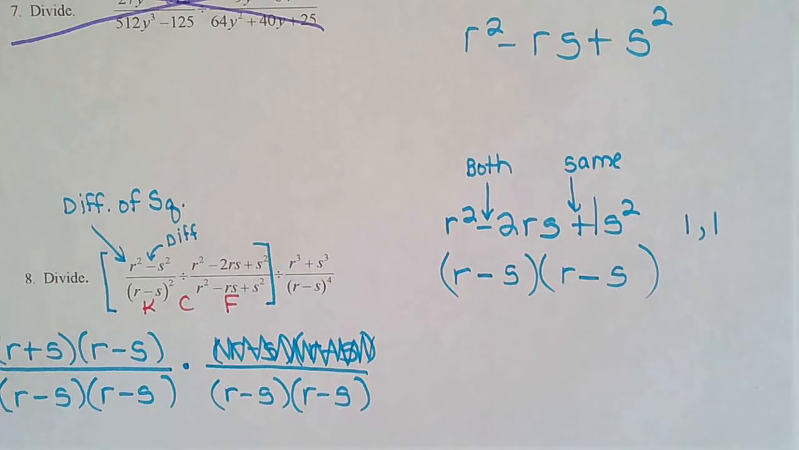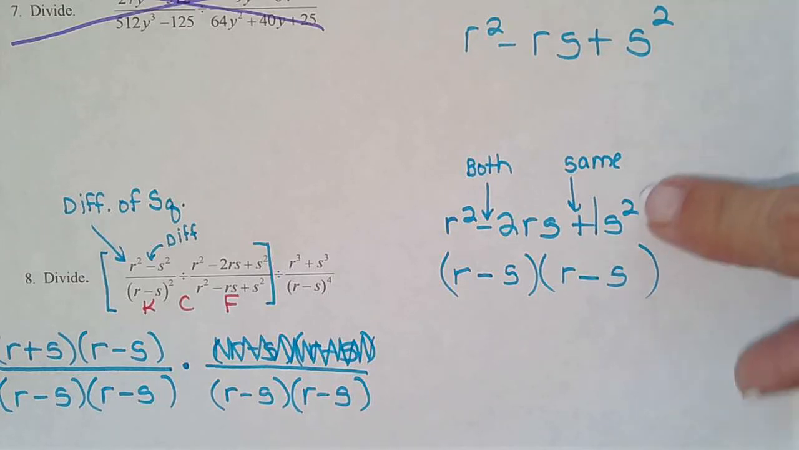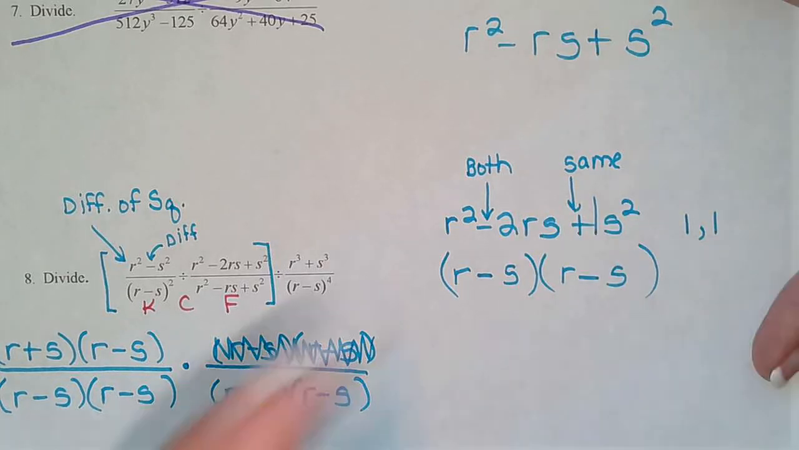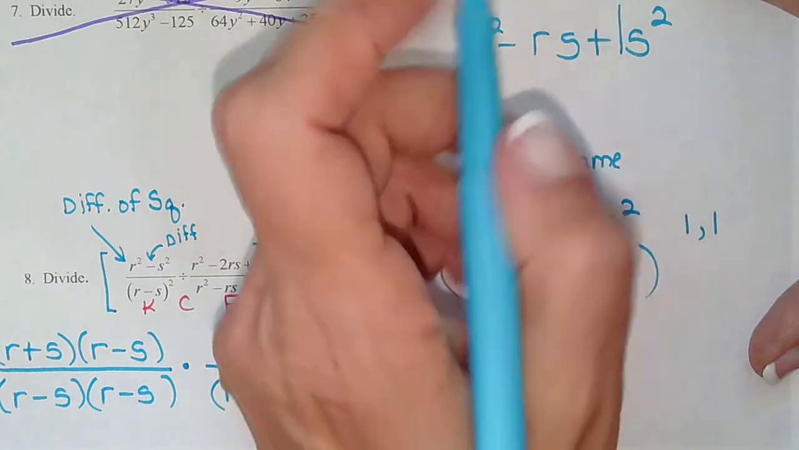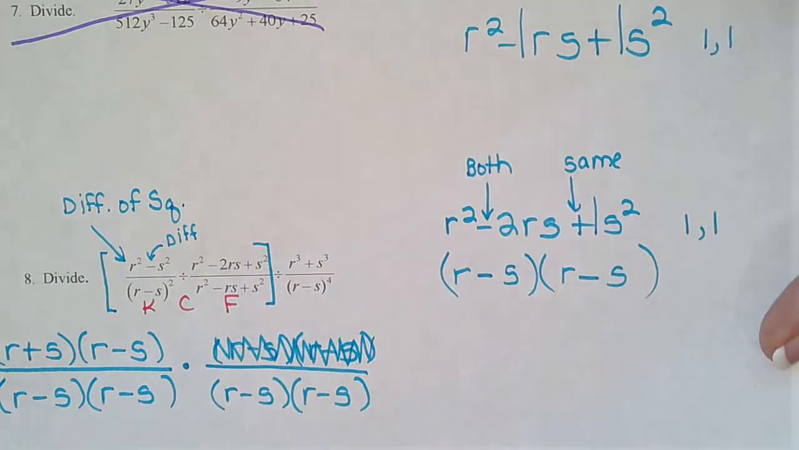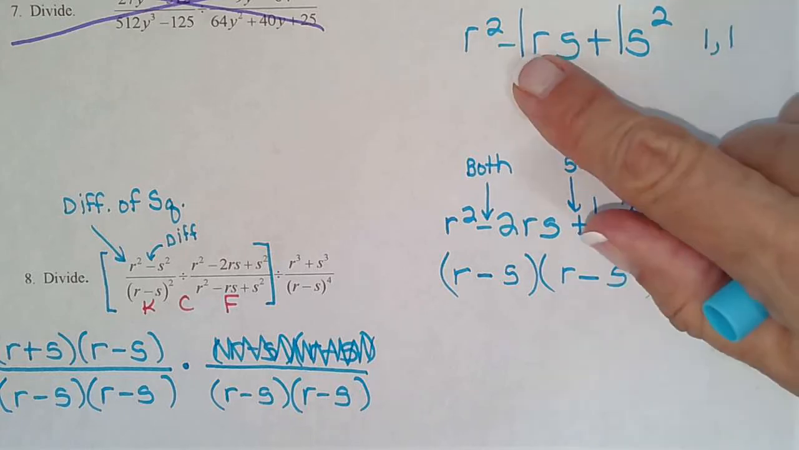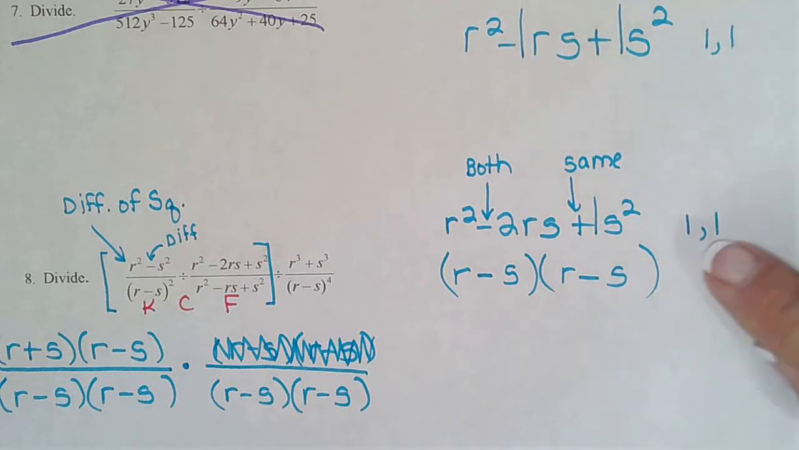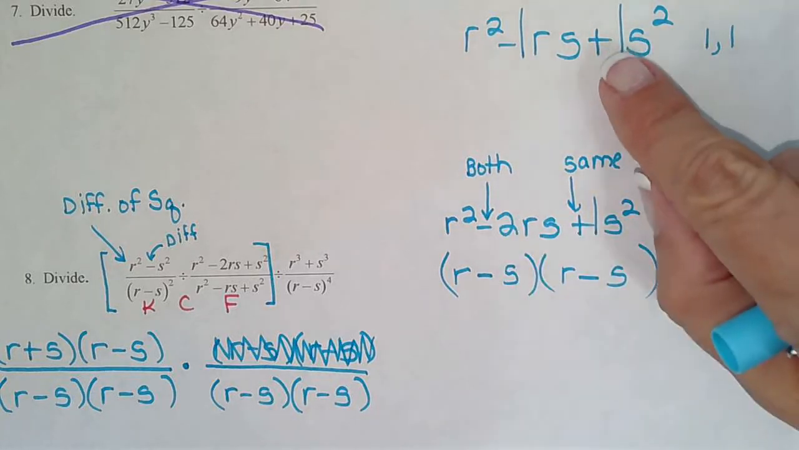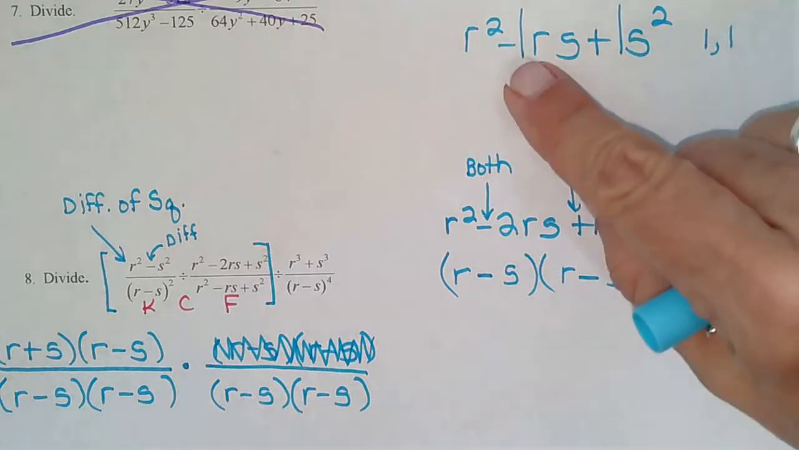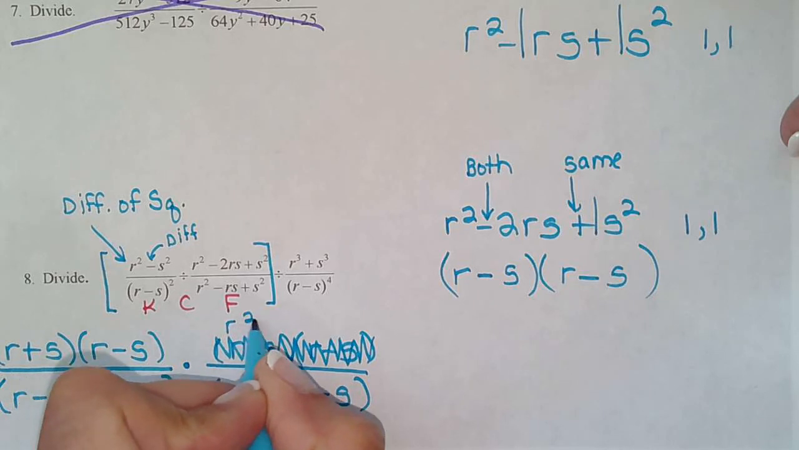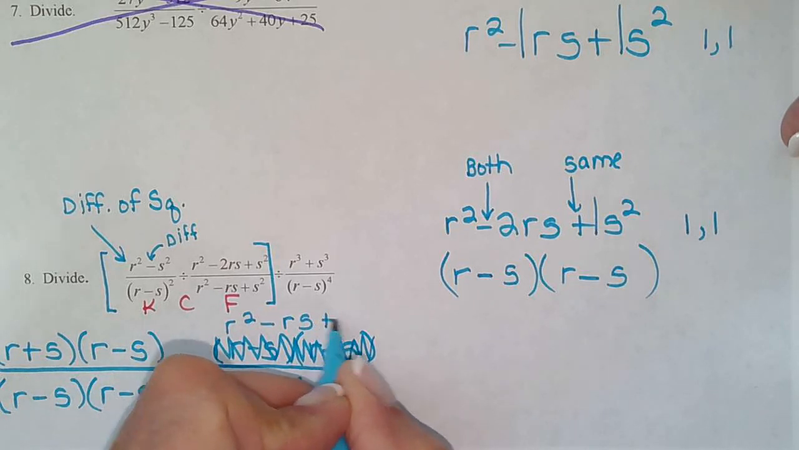Well, this one, I can tell, is not factorable. Can you tell that? So can you tell the difference between this and this? Everything the same but this. So this says, what are factors of 1 that add to 1? Well, there are no factors of 1 that add to 1. The factors of 1 add to 2. So there are factors of 1 that add to 2. There are not factors of 1 that add to 1. So what happens? That means it just stays the same. r squared minus rs plus s squared.